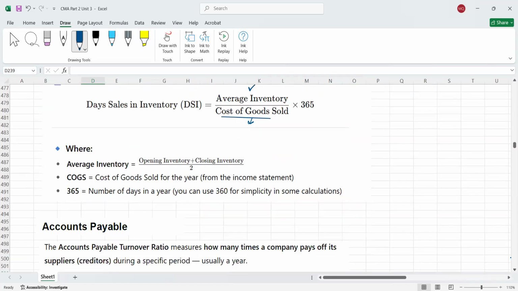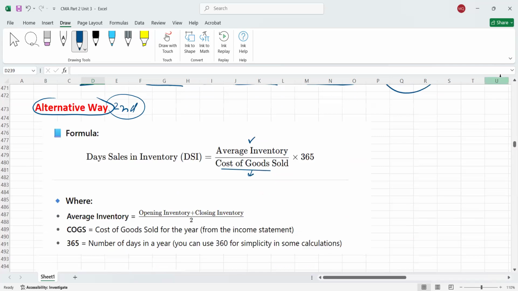No, not here. Sorry. So that we will use in maybe the payable. So you will use cost of goods sold here. Okay, sorry. So average inventory divided by cost of goods sold multiplied by 365 or 360 days, whatever is given. This will give you day sales in inventory, or inventory holding period or inventory days. Okay, guys.